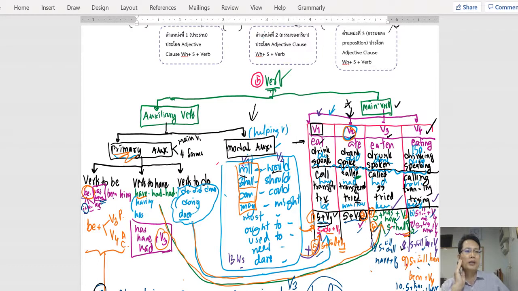So there are two kinds of verb. Number one is regular verb. Number two is irregular verb, as I show you over here. Two kinds of verb. Okay. So for number two, we use the structure subject plus verb, as I mentioned earlier.